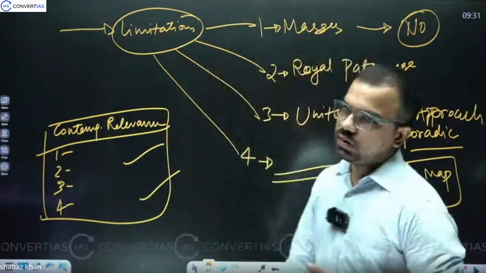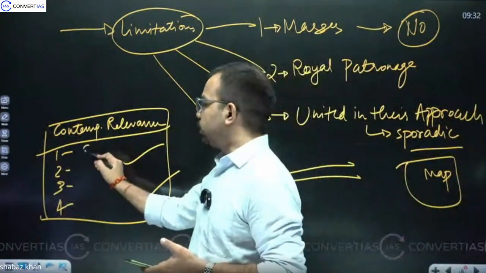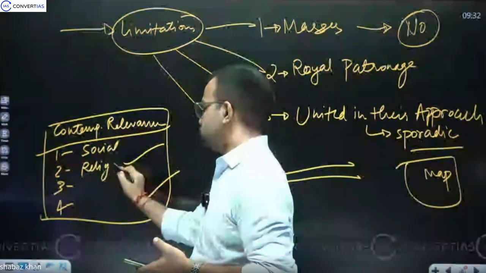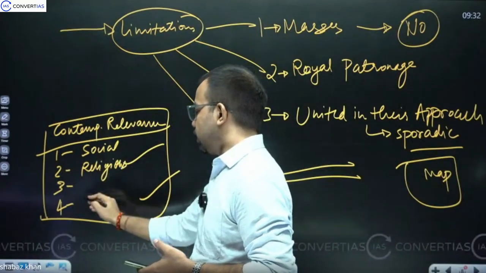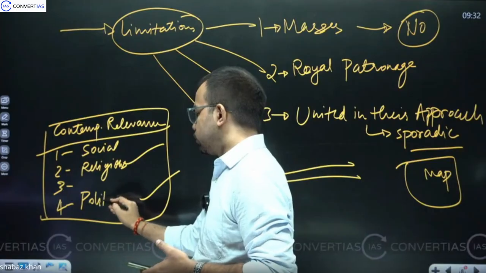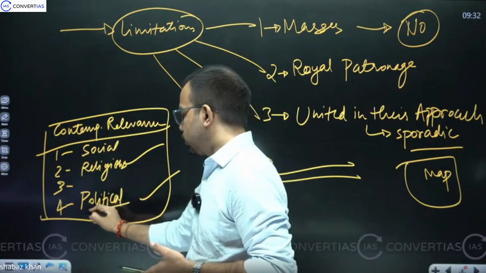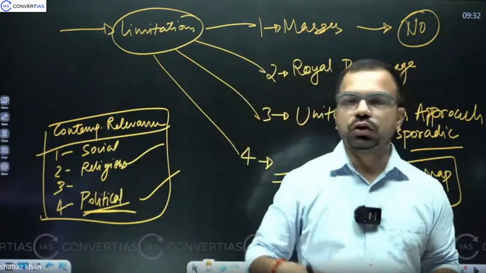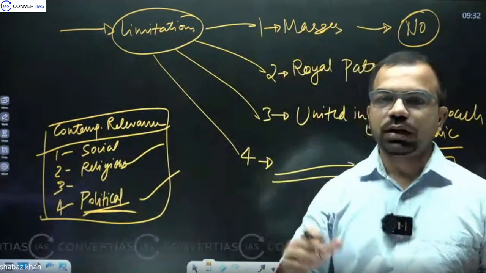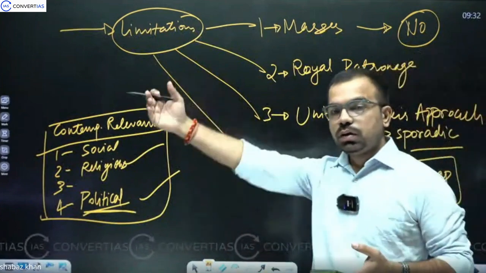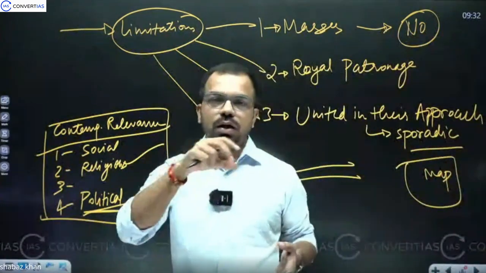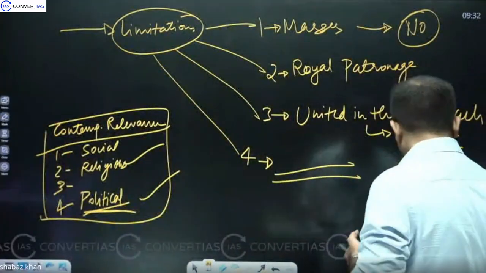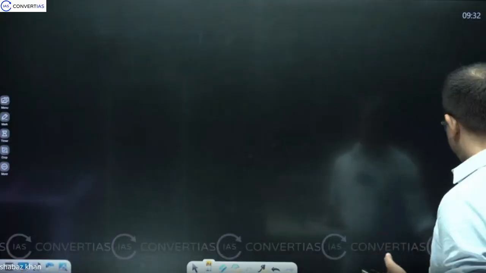Contemporary relevance, you can think of that. Think in terms of social, religious, okay, a little bit political also. How the political representatives should not be using social and religious diversity to divide the society. Okay, so that can be used. Chalo. Now the next question.